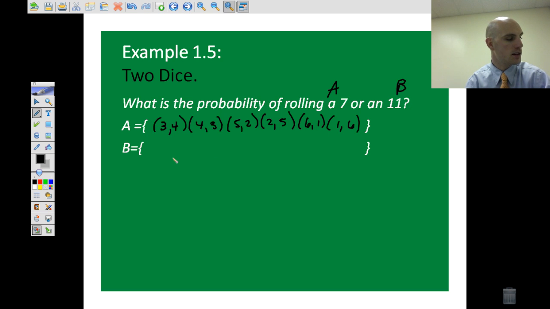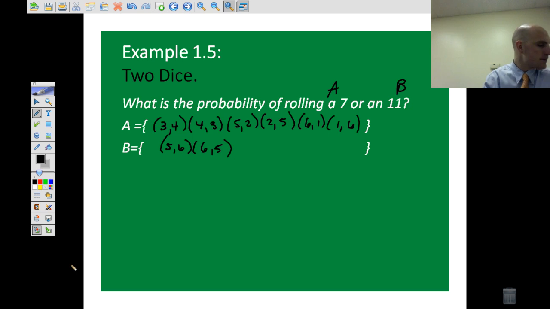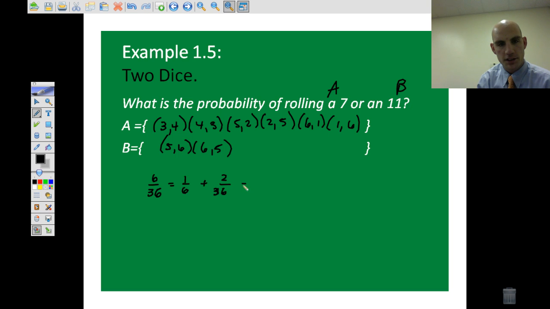How many ways to roll an 11? Well, there's fewer ways to roll an 11, because we really only have 5 and 6 or 6 and 5. Okay? And so when we add up the probabilities of those two things, we have 6 out of 36, or 1/6, plus 2 out of 36, which is 1 out of 18.